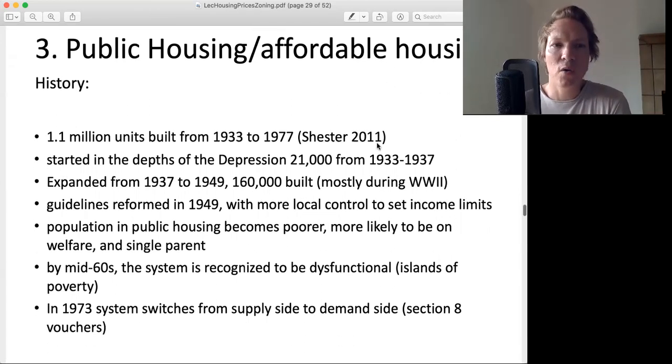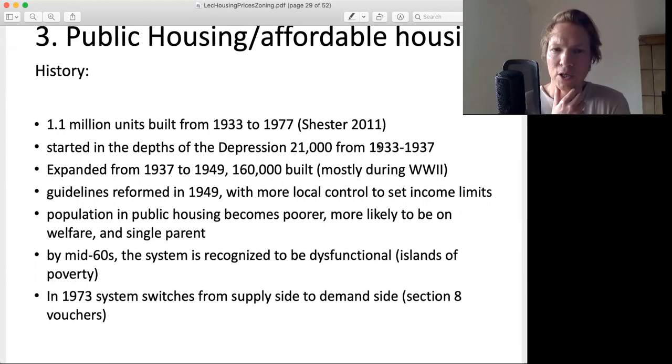Okay. And so the government starts doing this in the depths of the Depression, building housing for low income households. Really, the policy gets some updates in '37 and '49. The end result is about 1.1 million units built from the 30s to the 70s. Over this period, the population in public housing becomes much poorer, much more likely to be on welfare, and much more likely to be single parent households. And by the 60s, people started to recognize something has gone wrong. Our public housing doesn't seem to be getting people out of poverty.